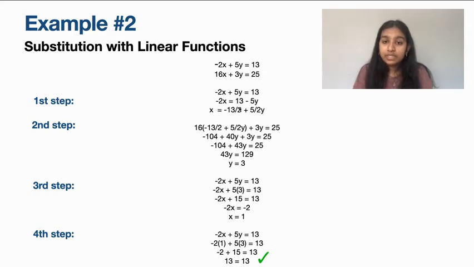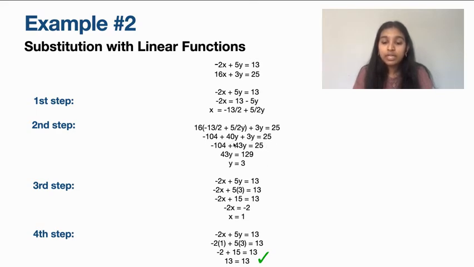Now, using this expression, we will substitute it back into our second given equation. When we do that, we have 16 times (negative 13 over 2 plus 5 over 2 y), plus 3y equals 25. Now we distribute the 16 and then put together our common factors. 16 times negative 13 over 2 gives us negative 104, plus 16 times 5 over 2 y gives us 40y, plus 3y equals 25.